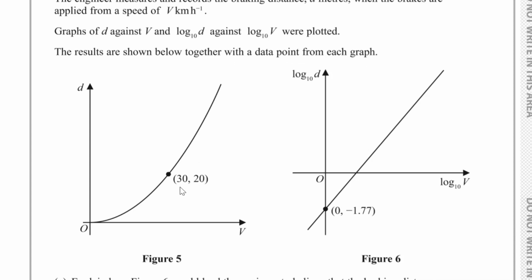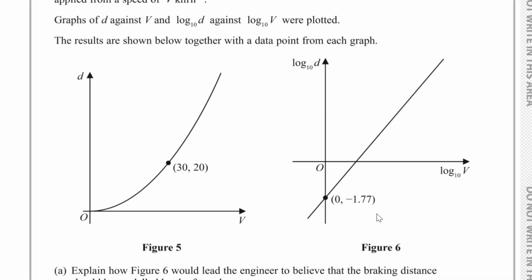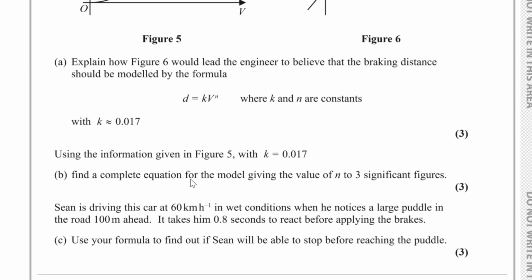Here in figure 5 we've got the point 30, 20. Here in figure 6 we've got the point 0, minus 1.77. For part A we have to explain how figure 6 would lead the engineer to believe that the braking distance should be modelled by the formula d equals k lots of v to the power of n, where k and n are constants, and k is approximately 0.017.